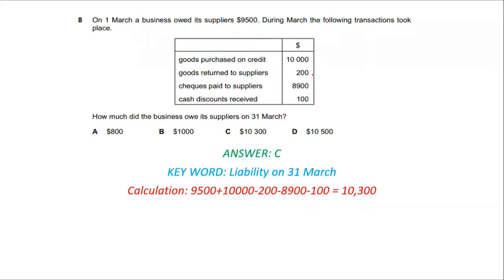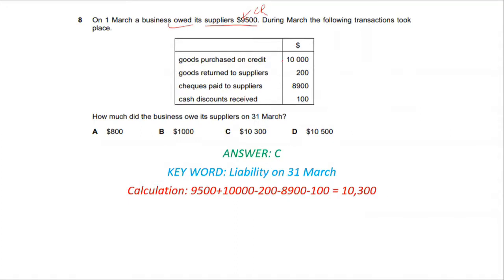Multiple choice number 8. On 1st March, a business owed its supplier $9,500. So this would be a credit balance, because the business owes its supplier $9,500, meaning that the business needs to pay its suppliers $9,500. During March, the following transactions took place.